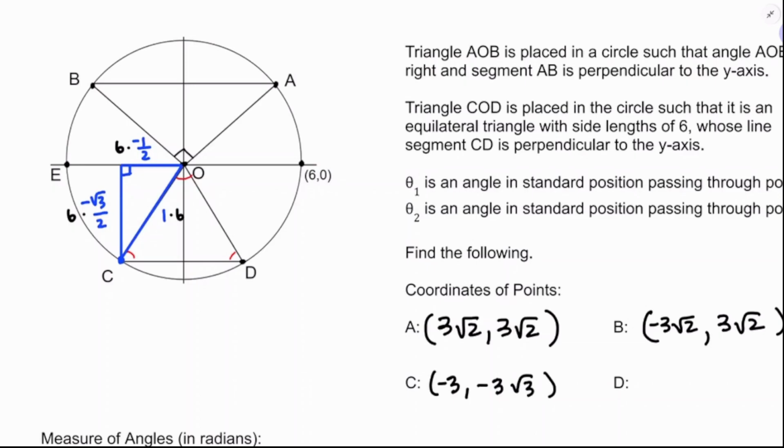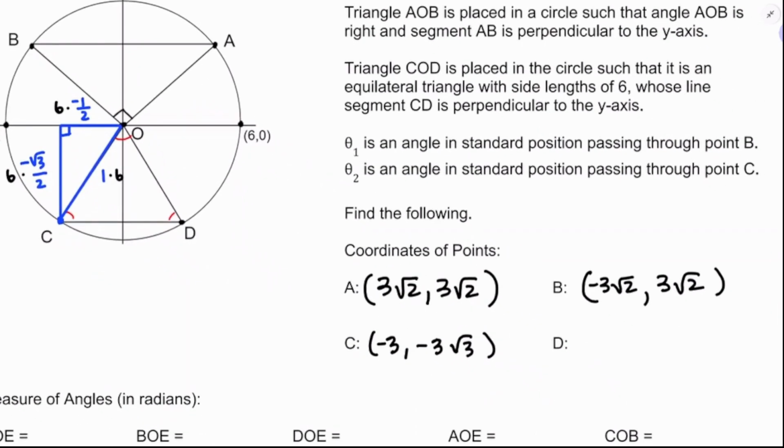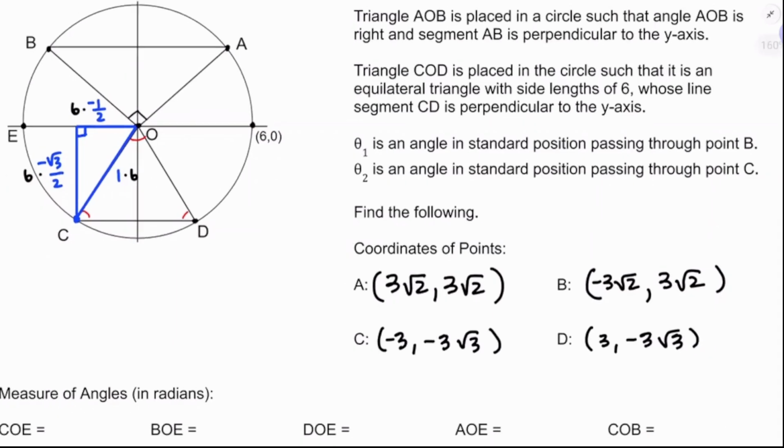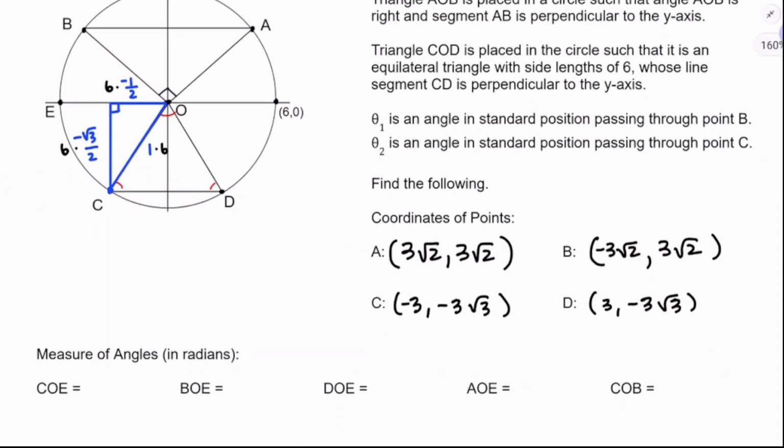All right, for point D, you can see it's just going to reflect across the y-axis, so the x is going to become positive instead of negative, and the y-coordinate will stay the same, because again it's on that horizontal line. So negative 3 square root of 3. All right, so we found the coordinates of the points.